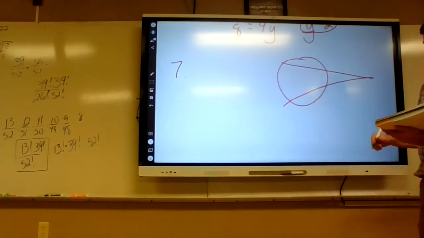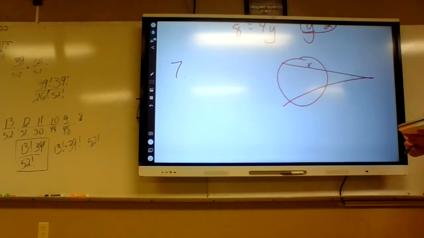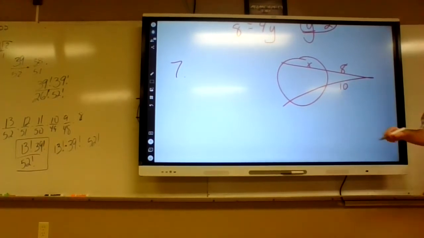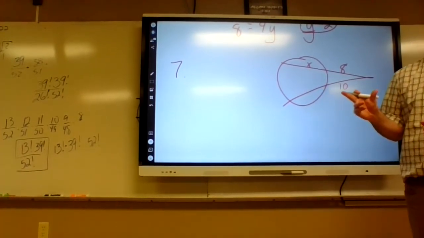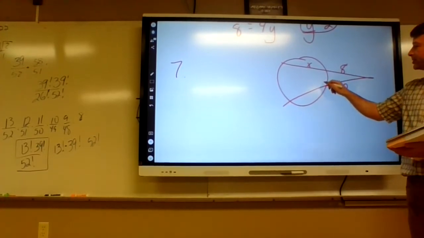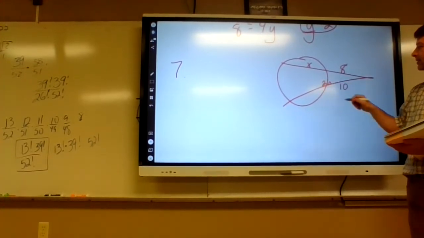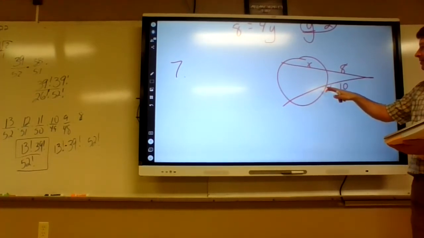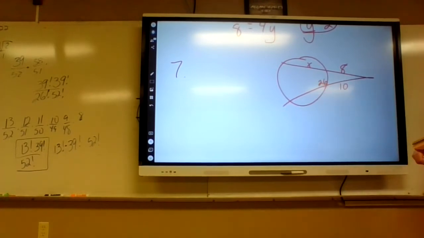MN is what we're looking for, so I'll put an X right there. LN is 8, that's this guy. My picture's not very accurate. LK is 10, that's this one. And LJ is 26. Now, if you look at the picture, LJ goes all the way across. Did you guys notice that? So I'm going to put the 26 right there. You could do 26 minus 10 and it's fine.